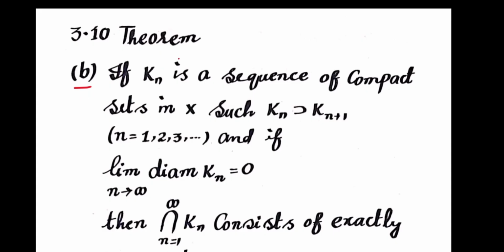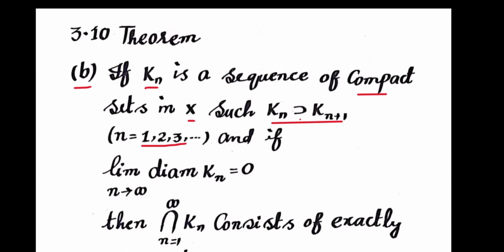Firstly, I will discuss its proof, and in the last, I will discuss some important facts related to the proof. The statement says if Kn is a sequence of compact sets in X such that Kn is a superset of Kn plus 1 for all n belonging to positive integers, or you can say n is equal to 1, 2, 3 and so on.